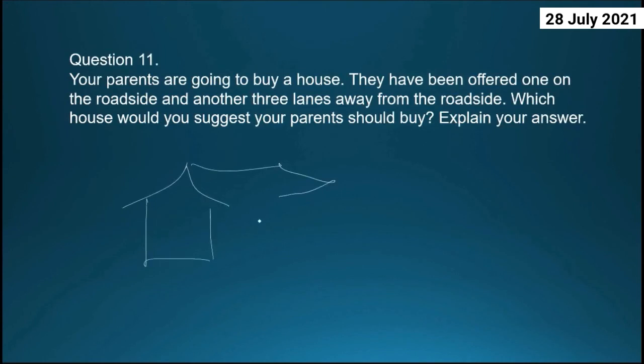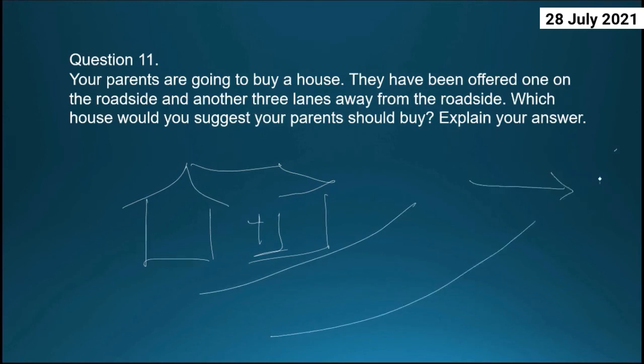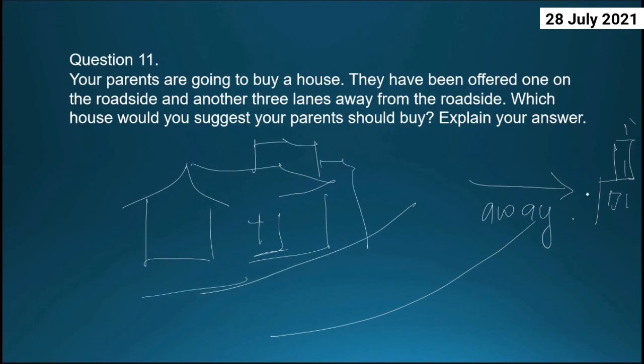So for that house, you have a choice here. They have been offered one on a roadside. Here is the road. And another is 3 lanes away from the road. There is one more house, a big building, which is away from the road. Now, which one do you want to buy? Obviously, you want to buy a house which is away.